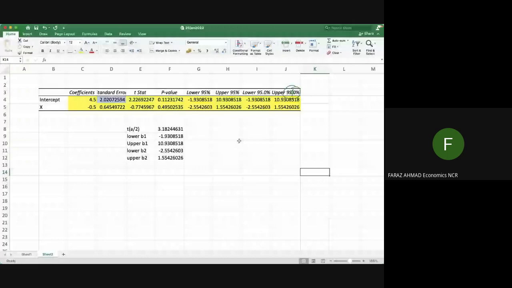Now I'll come to that question: what is this confidence interval? What does it mean? What is the meaning of alpha?